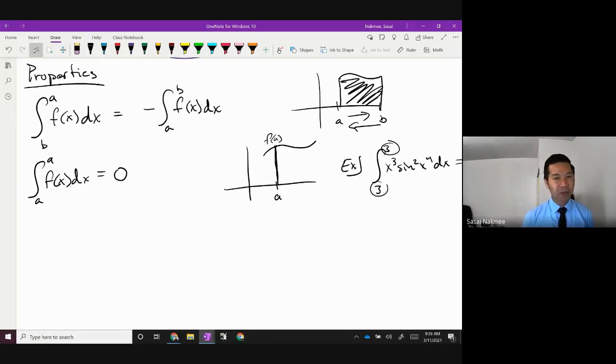How often does that show up? Not too often, but if it does, it's a very easy thing to calculate. All right, let's keep going.